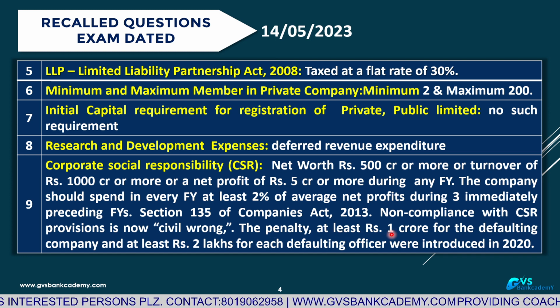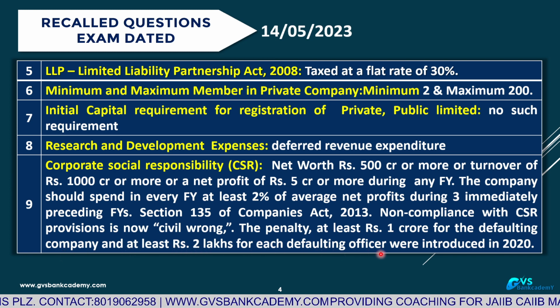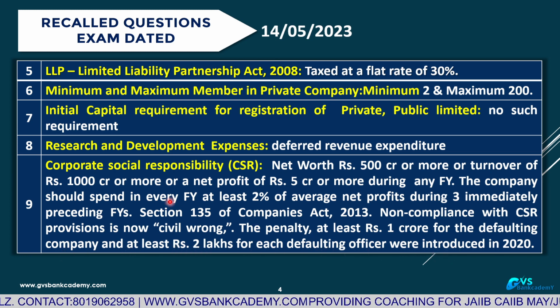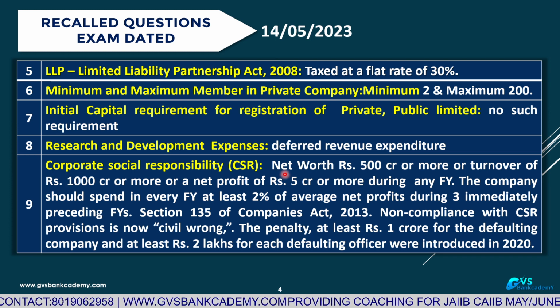The penalty is at least 1 crore for the defaulting company and at least 2 lakhs for each defaulting officer. This is about CSR, important in JAIIB all topics, CAIIB all topics.